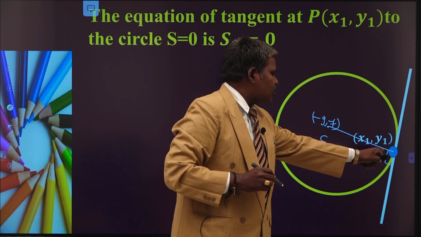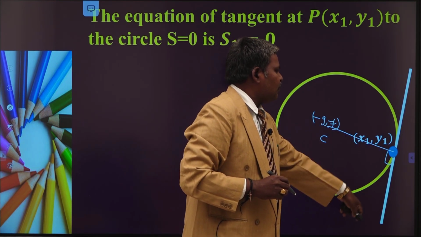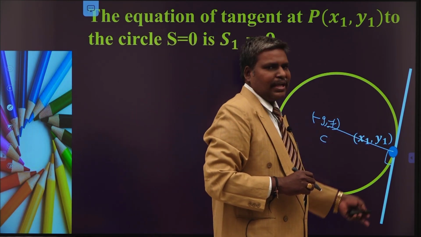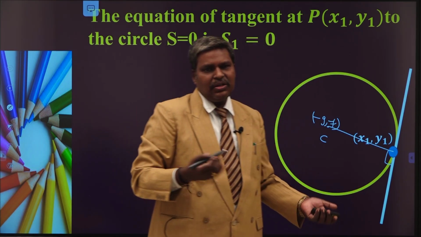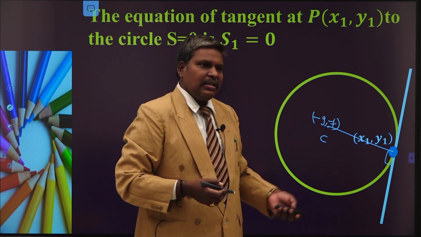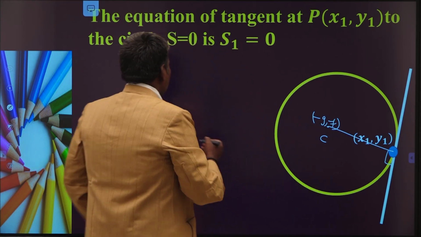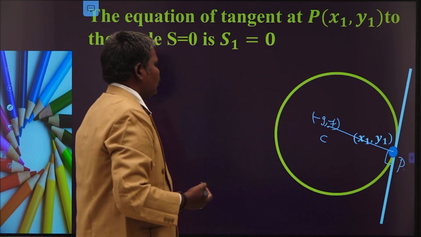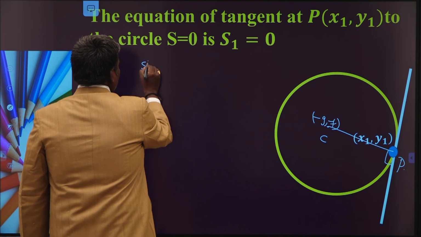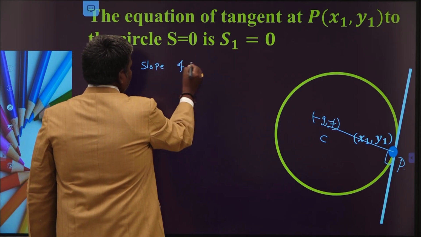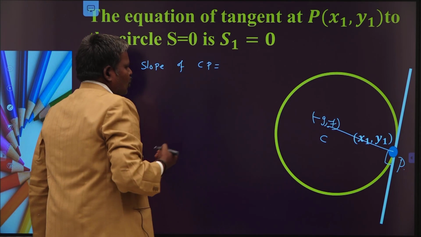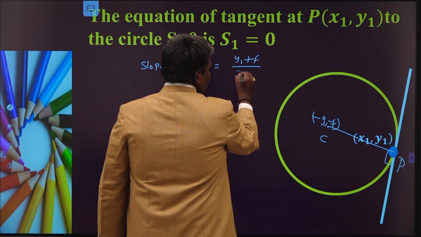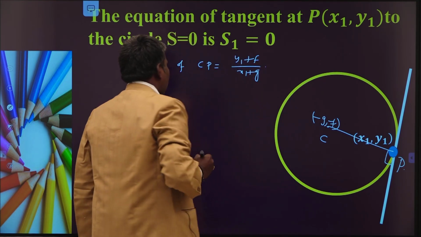You can easily find the slope of this line. From that line you can write the slope of the tangent. Once you know the point and the slope of the tangent, can you write the equation of tangent or not? You can easily write the equation of tangent. This is another way. So what is the slope of CP? Suppose the tangent at P is what you are going to write down. Slope of CP is equal to (y1 plus f) by (x1 plus g). This is the slope of CP.